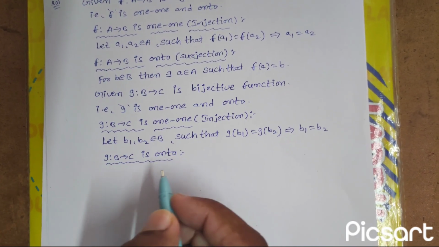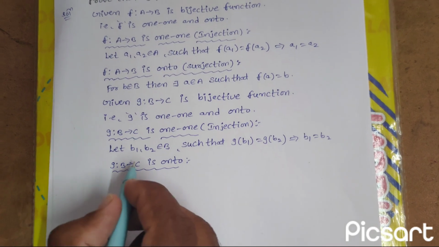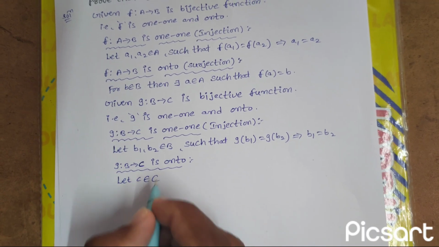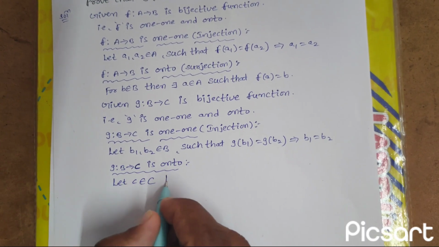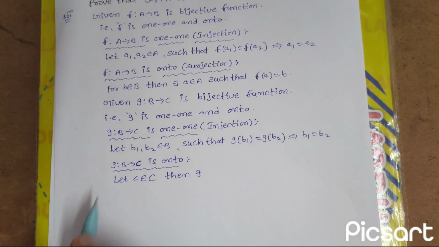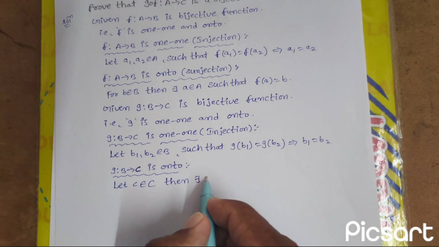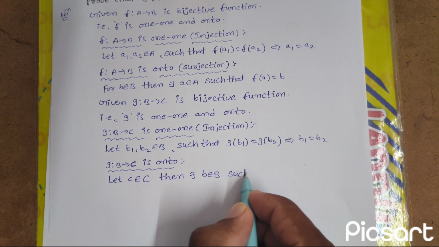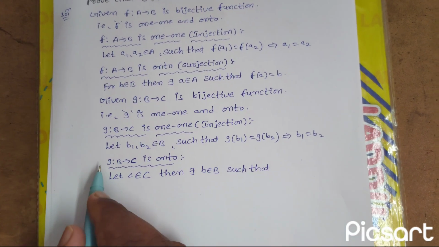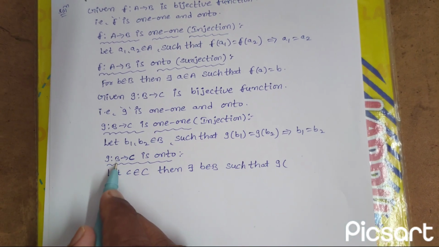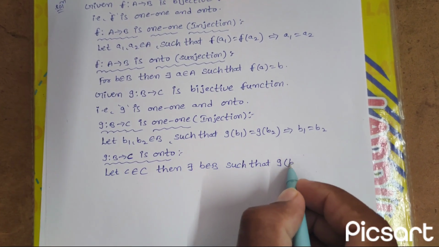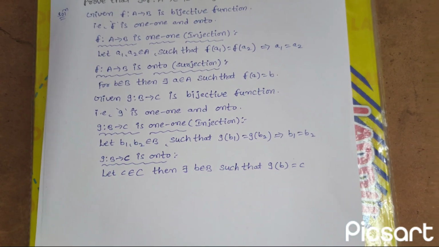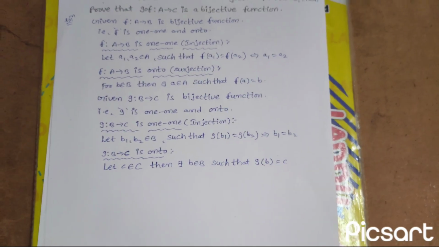Onto is known as surjection. In this codomain, capital C, take one element, small c belongs to capital C. Then there exists in this domain, capital B, one element, small b belongs to capital B, such that g of b is equal to c.